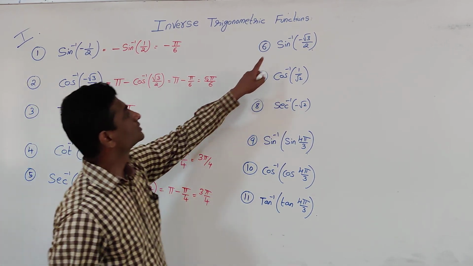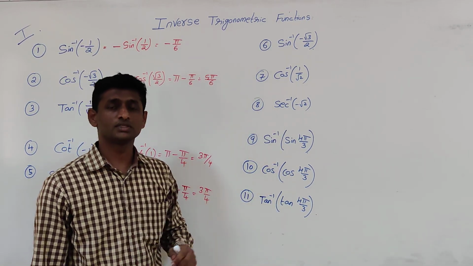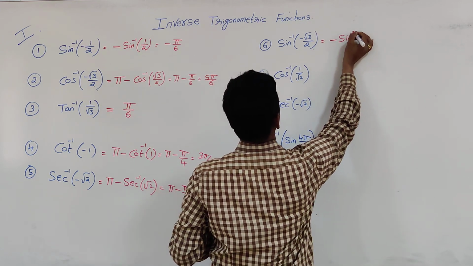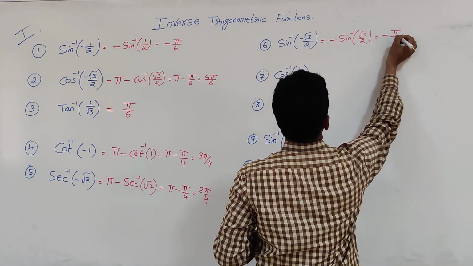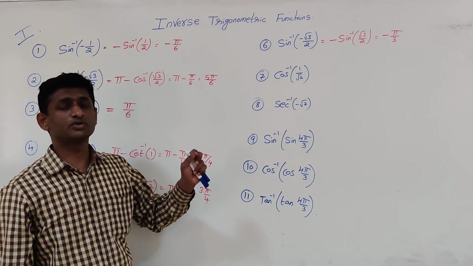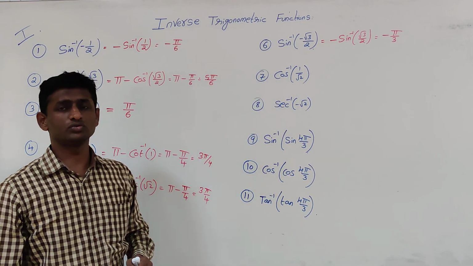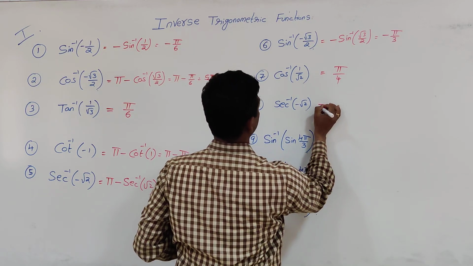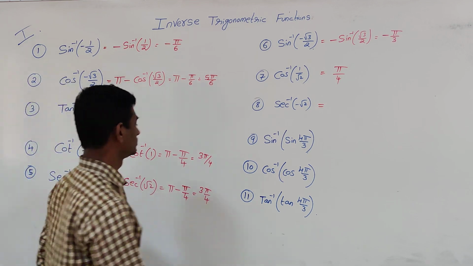Next, sin inverse of minus root 3 by 2. Sin inverse of minus x is minus sin inverse of x. So minus sin inverse of root 3 by 2, which is minus pi by 3, because sin 60 is root 3 by 2. Therefore sin inverse of root 3 by 2 is 60 degrees, that is pi by 3. Next, cos inverse of 1 by root 2. It's a direct value angle. It is pi by 4. Next, secant inverse of minus root 2 is repeated. So it is 3 pi by 4.